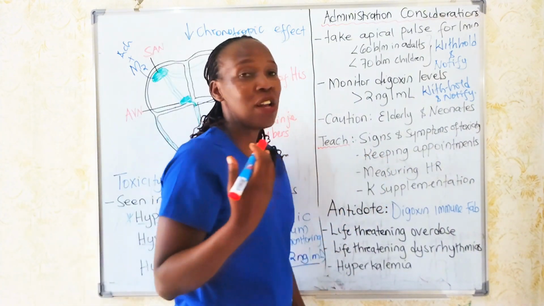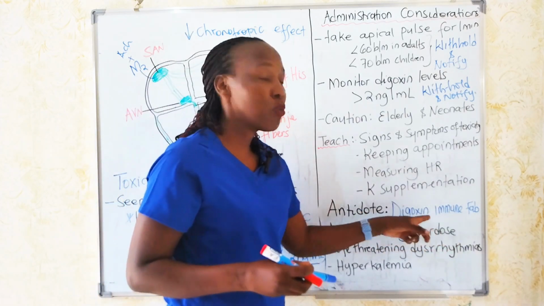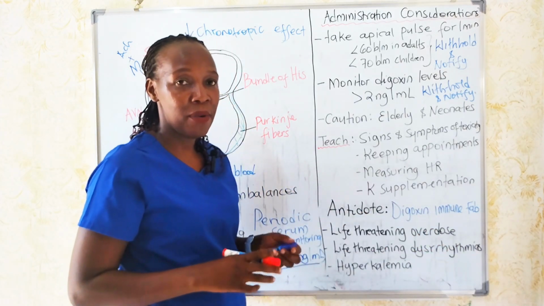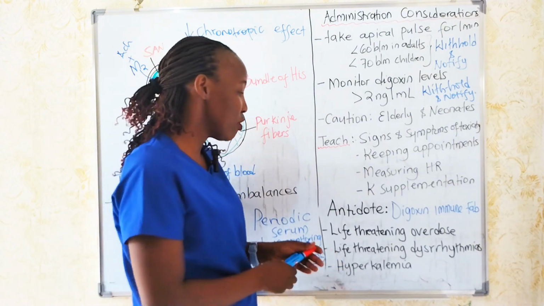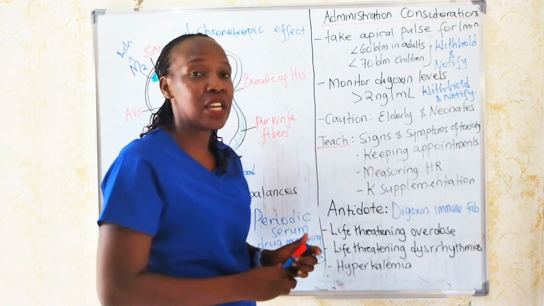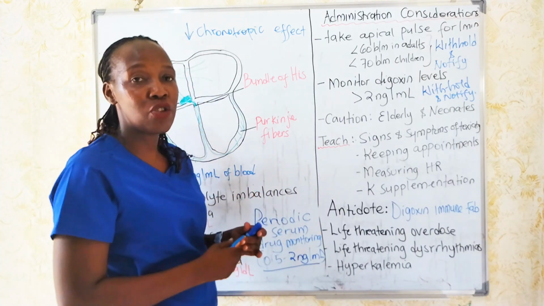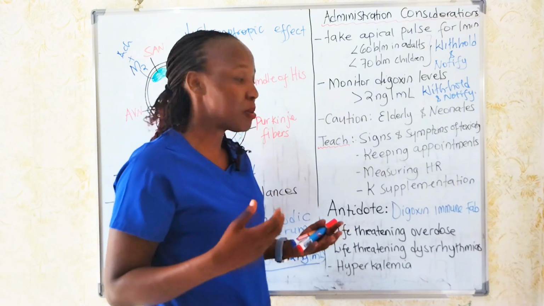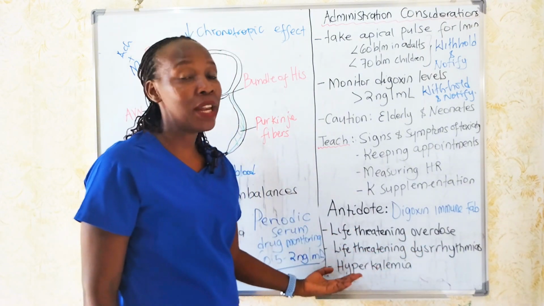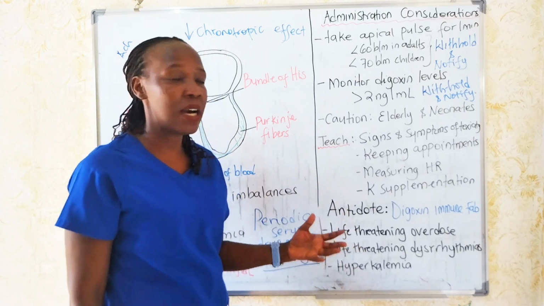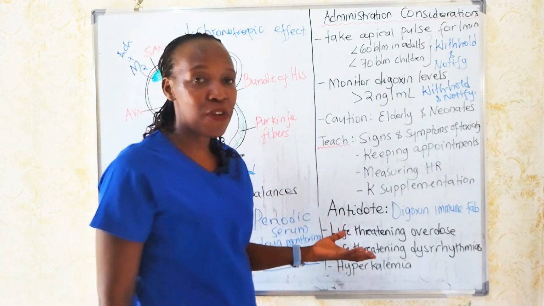It is not in all clients who are experiencing toxic effects of digoxin that we give digoxin immune fab. There are indicators for when we can use the antidote. First of all is when we have a life-threatening overdose or a life-threatening blood level of digoxin beyond 10 nanograms per ml, when we have life-threatening dysrhythmias or life-threatening hyperkalemia, then that's when you will use digoxin immune fab.